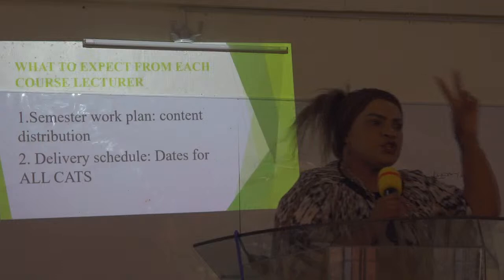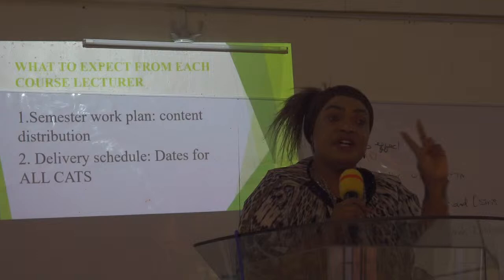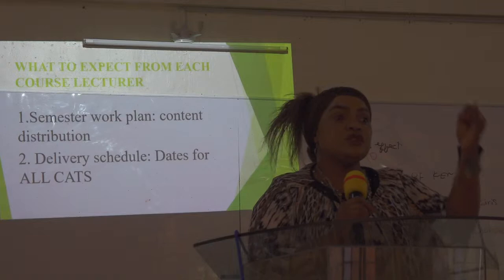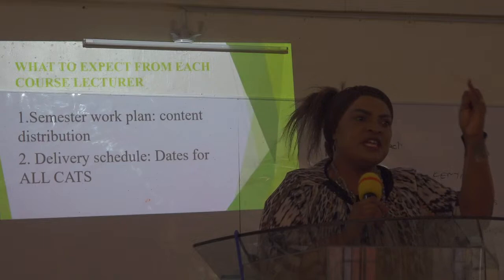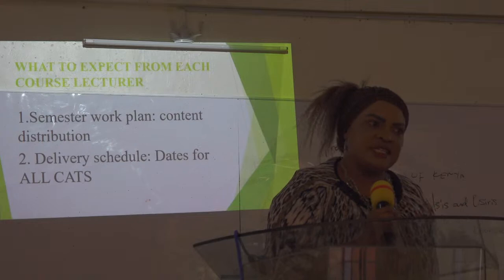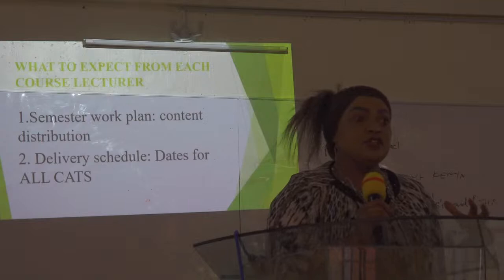Number two, you have to get a delivery schedule. It's called a delivery schedule. The delivery schedule is supposed to show you the dates when you're going to sit for CAT 1, and what nature of CAT is it? Is it sitting or is it take home? And then the second deliverable there is the second CAT. It should clearly show the date, and it is for you to note, so that this issue of students missing the CAT because I was absent, or missing the CAT because I did not know, does not exist.